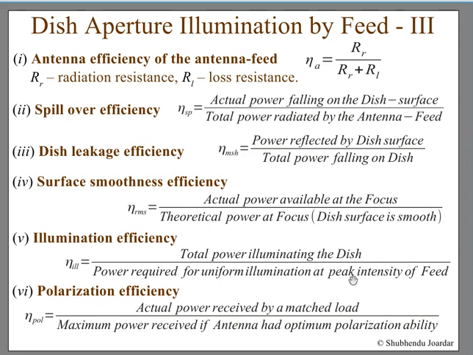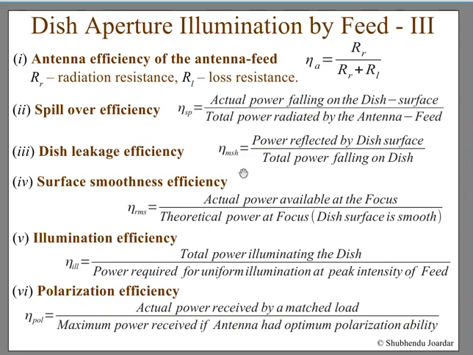So if you have an antenna which is having a constant antenna field with a constant illumination across it, like the ideal illumination, that antenna will give this one, and this is the total power illuminating the dish. And polarization efficiency is the actual power received by a matched load on the antenna feed divided by the maximum power received if the antenna had optimum polarization ability.